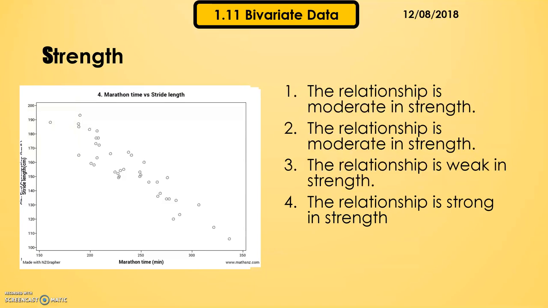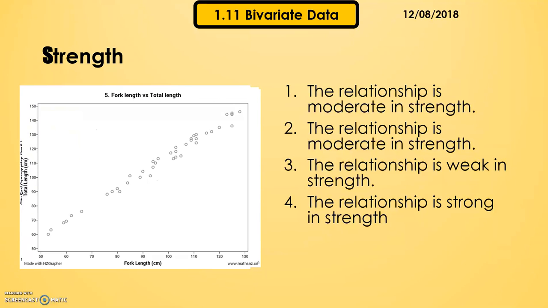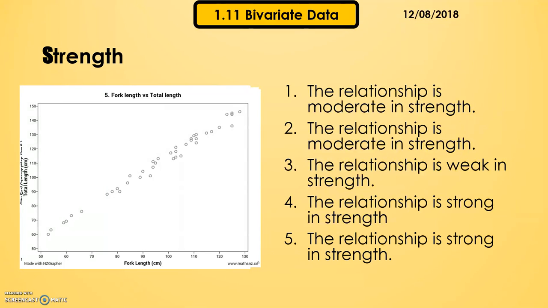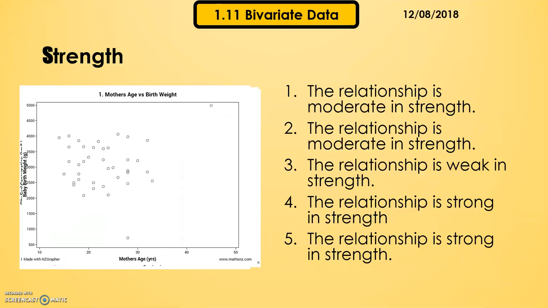Marathon times, I'm going to say this is strong in strength. There's much less scatter and it fits a straight line much more nicely. The next one, fork length and total length. I think you can guess this one straight away. That's strong as well. You wouldn't call that moderate. It's definitely strong as it appears to be a straight line. And obviously for the last one, it's not applicable because we've already said that there is no relationship.